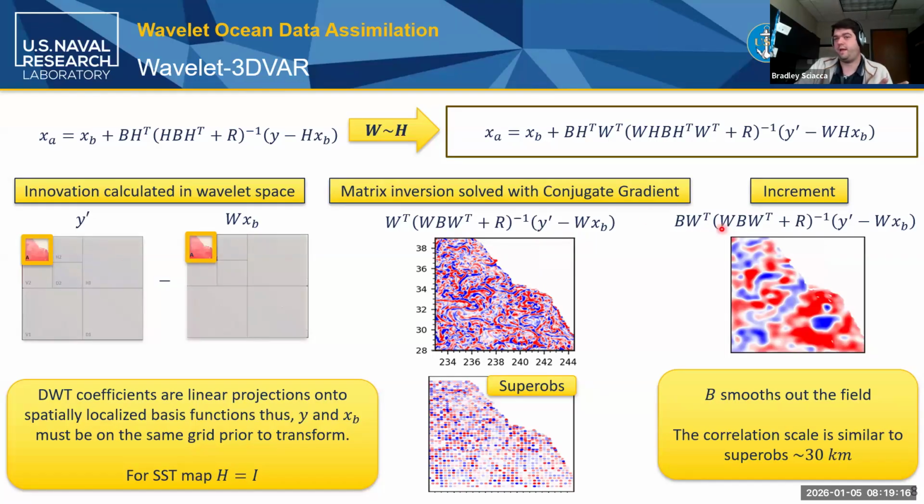Finally, we post multiply by the background covariance operator, which will smooth out the field to its correlation scale, which for both the superobs and the wavelets, in the results I'm going to show, was similar, roughly about 30 kilometers on average.